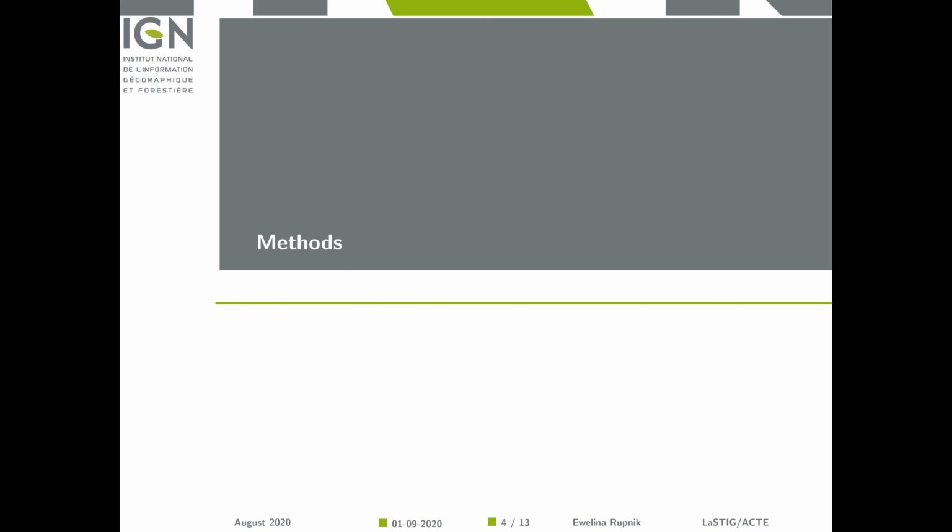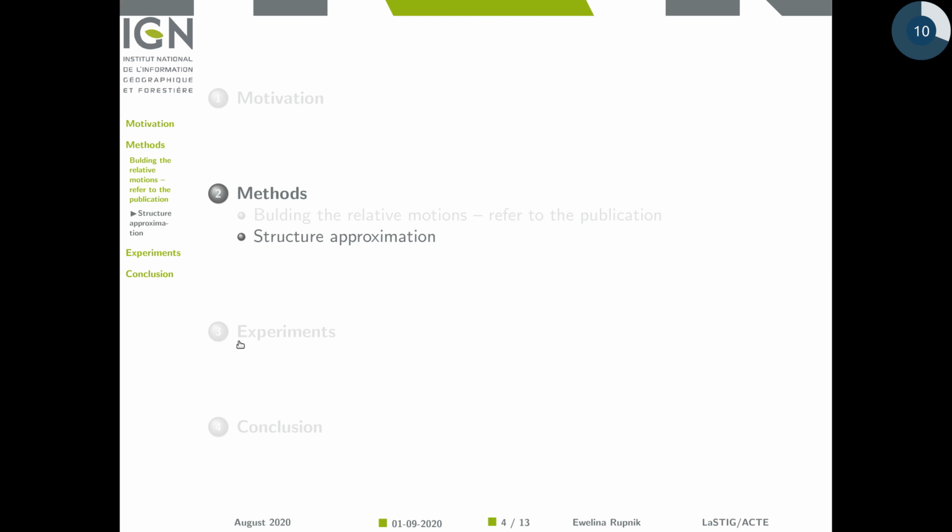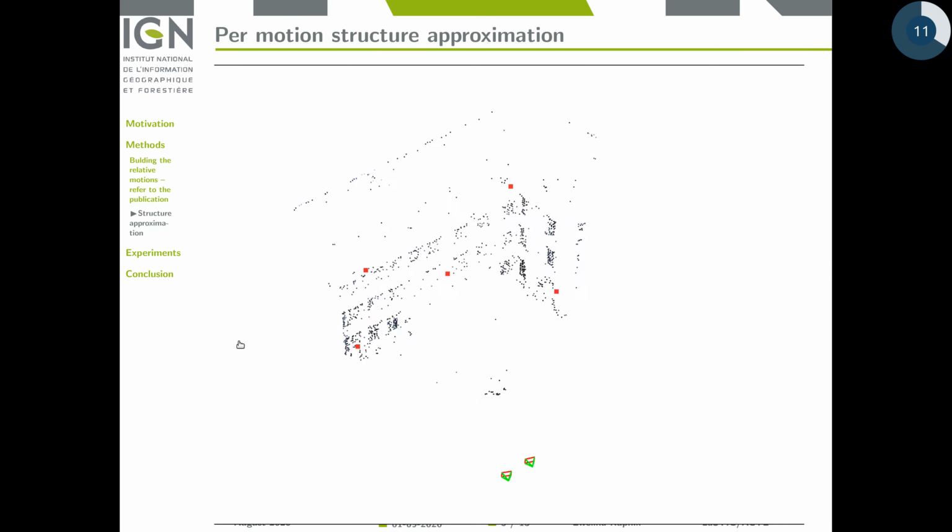How do we achieve this? The preliminary step is to compute the relative motion between pairs and triplets of images. However, due to time limitation of this talk, I will not discuss that step in this presentation. Let's proceed directly to the structure approximation algorithm.